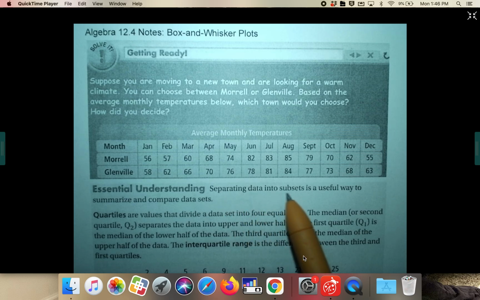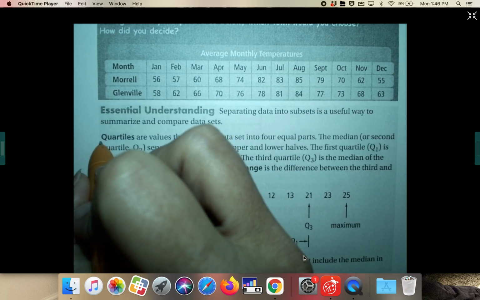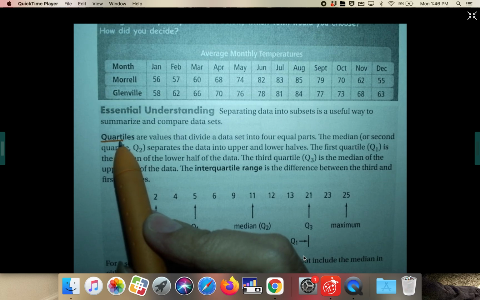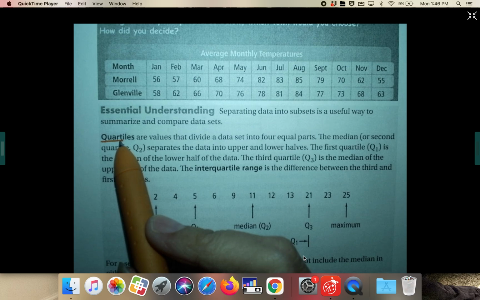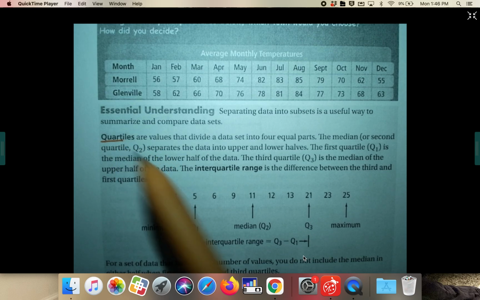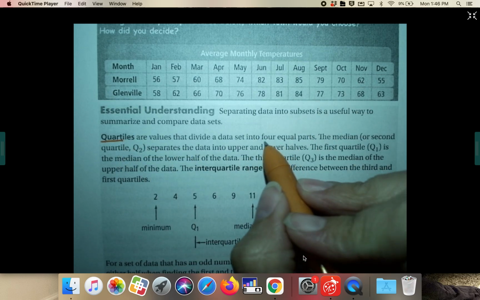So separating data into subsets is a useful way to summarize and to be able to actually compare the data. So there's something called quartiles, and the prefix quart, I hope, stands out in your mind as a way to divide things into fourths, because there are 4 quarters in a dollar, there are 4 quarts in a gallon. So the prefix quart means fours. So we're going to separate these into 4 quarters, 4 quartiles. And that's where it says it right there, 4 equal parts.